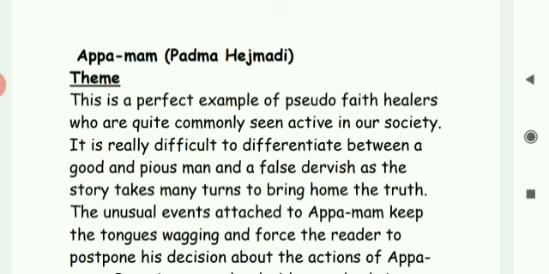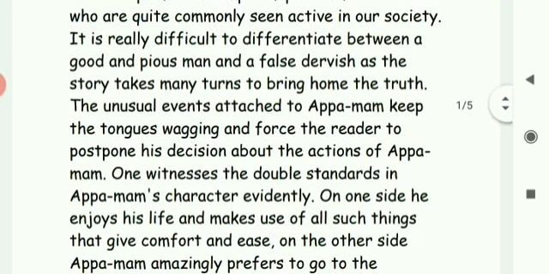And in the story we have a number of turns that are taking place. First, a character seems very good and then he turns out to be very bad. The unusual events attached to Appa-Mam keep the tongues wagging and force the readers to postpone their decision about the actions of Appa-Mam.